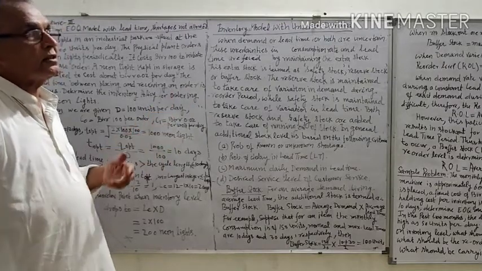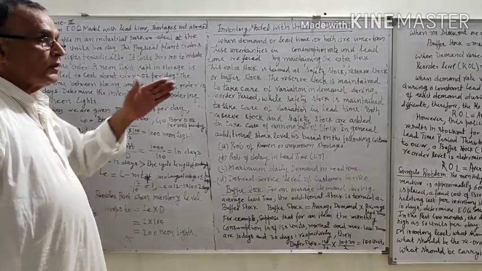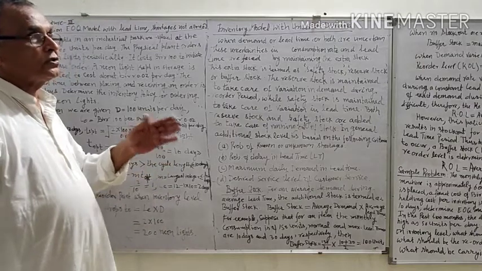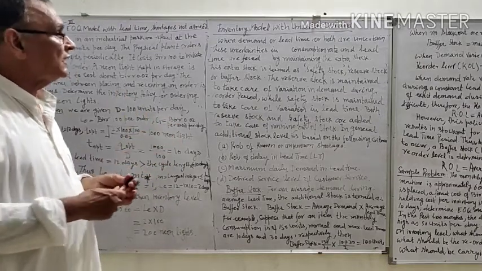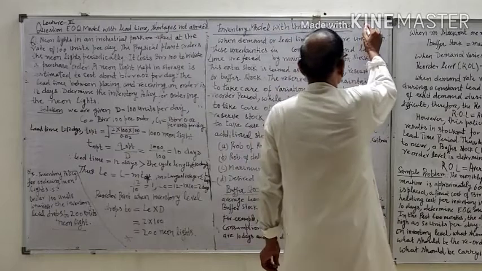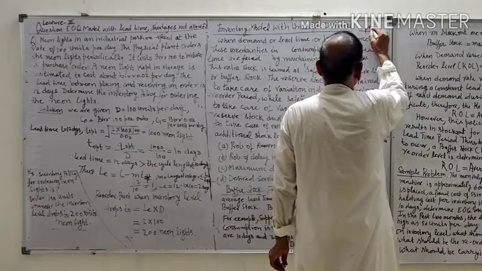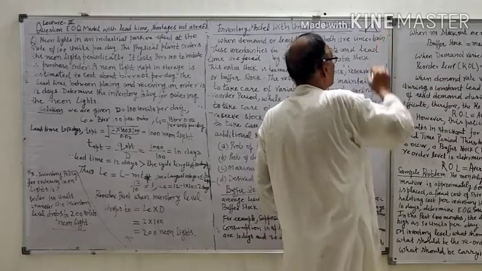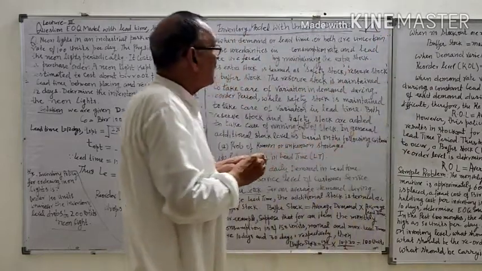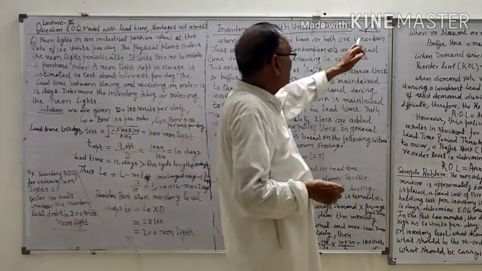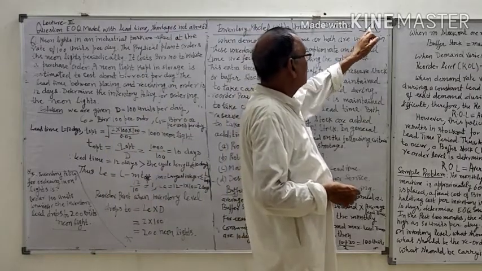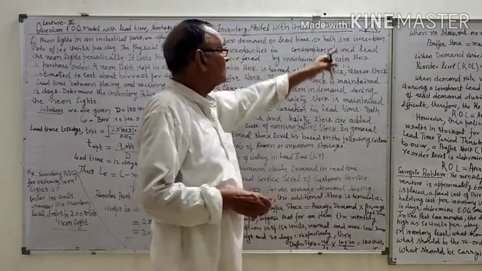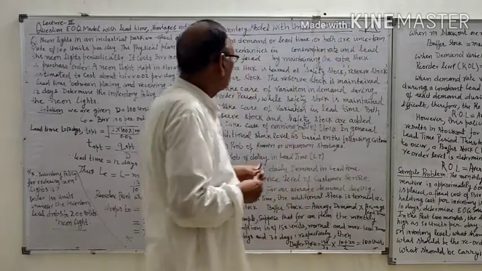Another inventory model is also there. Suppose we are going to purchase and at the same time we are going to supply the item also. In that case the inventory will look like this, and then like this, because we are supplying and we are also keeping inventory.